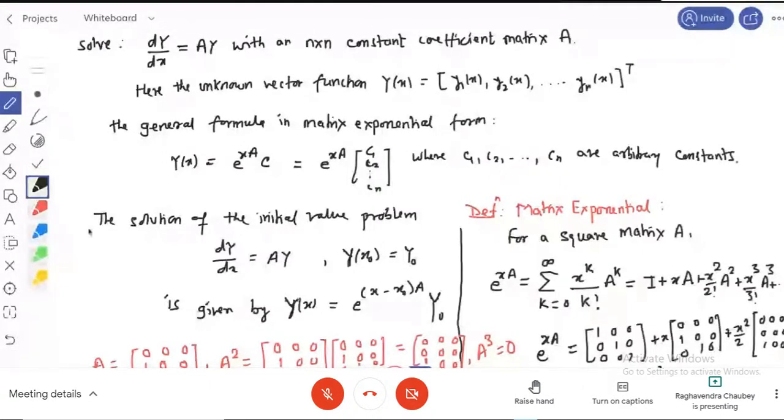So finally, let us write again what the exponential matrix is. e to the power xA is the matrix: 1, x, x square by 2; 0, 1, x; 0, 0, 1. This is the final solution of e to the power xA. Here the diagonal is 1, it is an identity matrix. If you solve it this way, you get the exponential of xA.